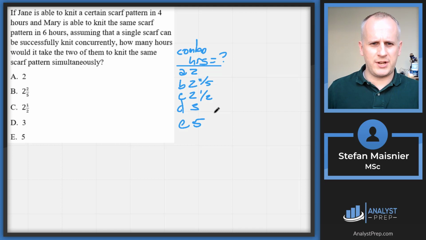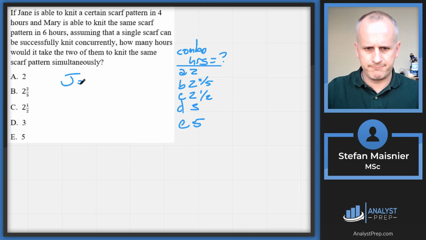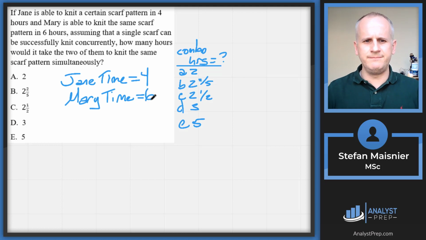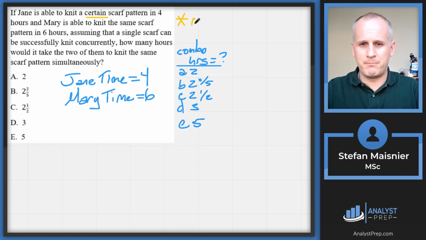So we know that Jane is able to knit a certain scarf pattern in 4 hours. Okay, so we know that Jane time is equal to 4. And we know that Mary time is equal to 6. And then we find out that a single scarf can be successfully knit concurrently, and we're being asked for how many hours would it take the two of them to knit the scarf pattern simultaneously. So we actually see here a word certain, and there's an unknown total. So these are indicators that we might have a modeling opportunity. So we just note our modeling clues here.